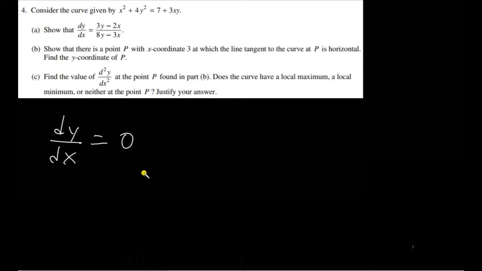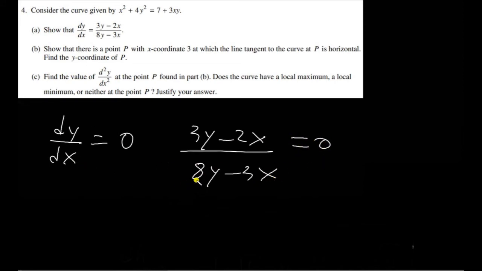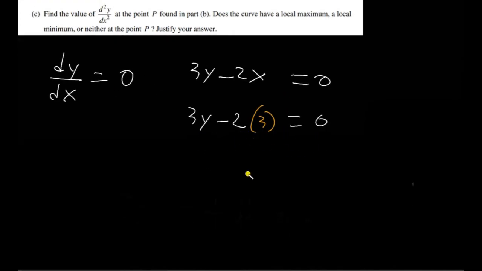So we'll take this entire thing, (3y minus 2x) over (8y minus 3x), and say this has to be equal to 0 if the derivative is 0. And remember, if a fraction is equal to 0, then its numerator is equal to 0. There's no other way. So we can just ignore the bottom part and focus on the top. 3y minus 2x is equal to 0. But we can also notice that the x-coordinate is 3, so I can plug in 3 here. That'll give me 3y minus 2 times 3 is equal to 0. If I solve this for y, I'll add 6 to both sides, divide by 3. y is equal to 2. So x equals 3, y equals 2. This is our point, (3, 2).